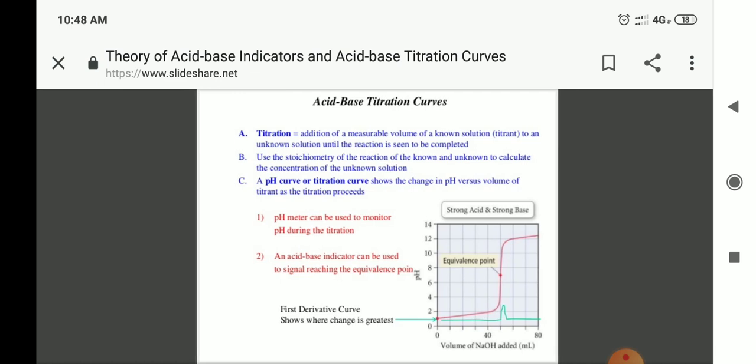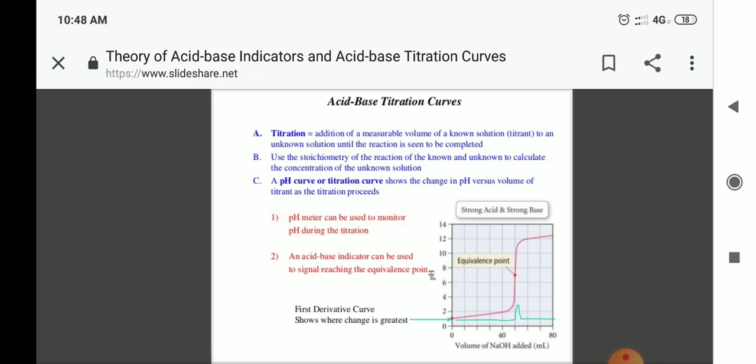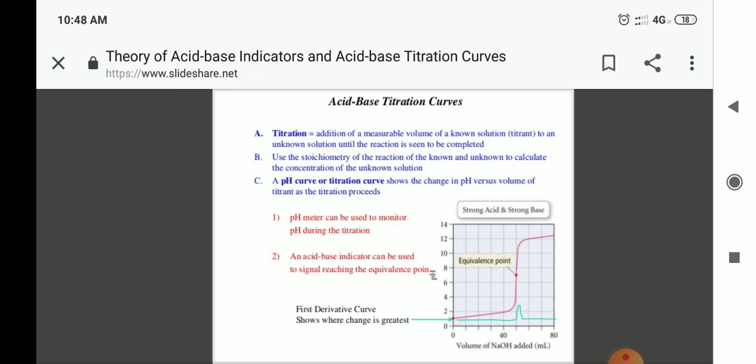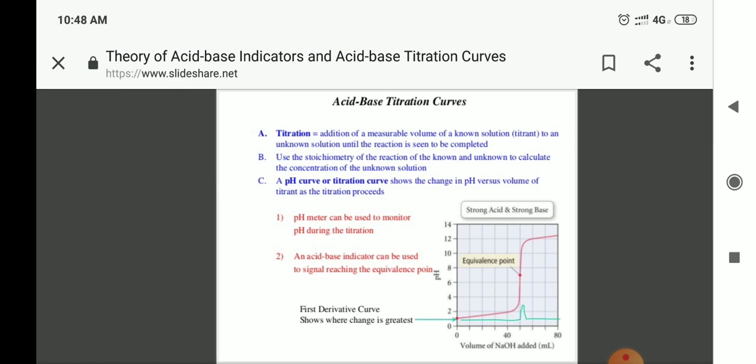Next one is the acid base titration. Titration is the addition of a measurable volume of a known solution, the titrant, to an unknown solution until the reaction has been completed. Use the stoichiometry of the reaction of the known and unknown to calculate the concentration of the unknown solution. A pH curve, or titration curve, shows the change in pH versus volume of titrant in a titration process.